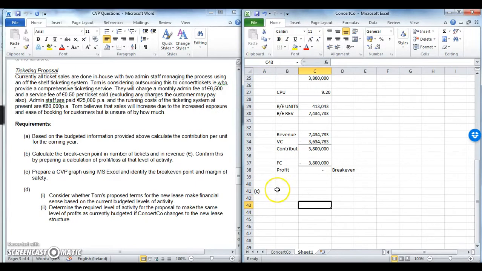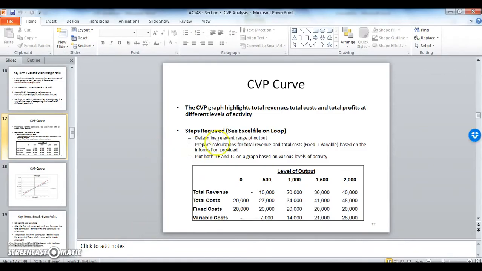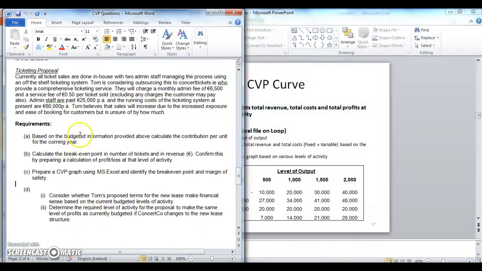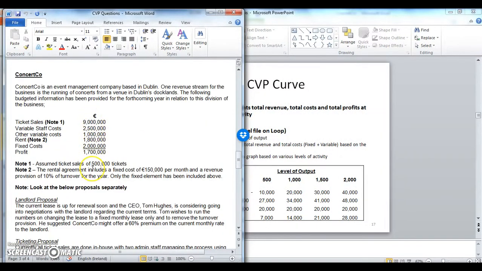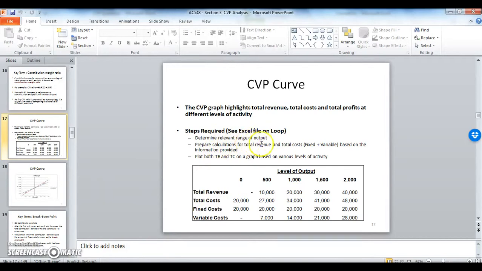So the first thing, now remember, go back to your slides. So in the slides, the first thing you do is what's the relevant range. So it's always going to be from 0 to somewhere. We know in this question that you've produced or sold 500,000 tickets, so you might go out to 700,000 or 800,000, just to show the visualization after the break, after your current level of activity as well. Then prepare the calculations for total revenue and total costs, and then you plot them.